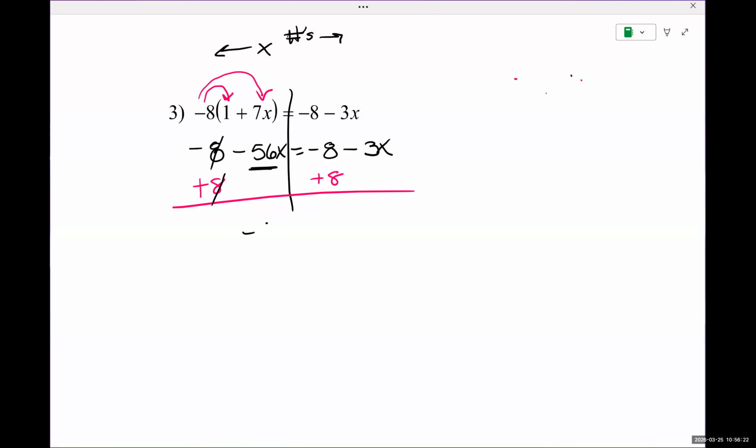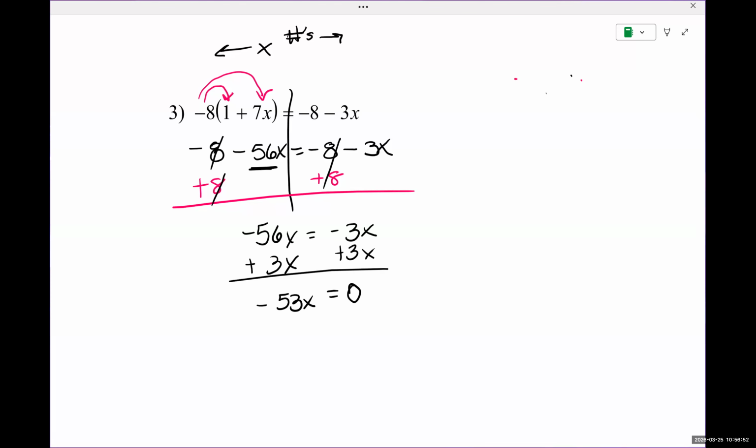Okay, those cancel. Negative 56x is equal to negative 3x. Now, I have not moved all my x's to the same side. They're not together yet. So I'm going to add 3x. You must have all your x's together on the same side. So now I'm down to 0. So negative 53x is equal to 0.